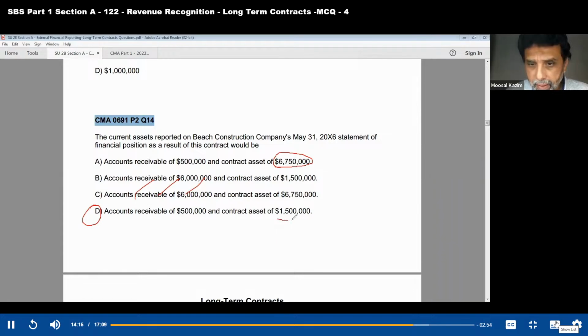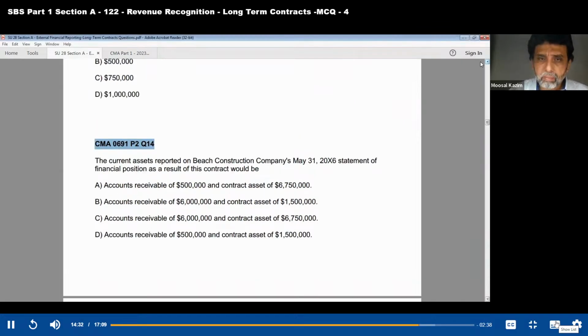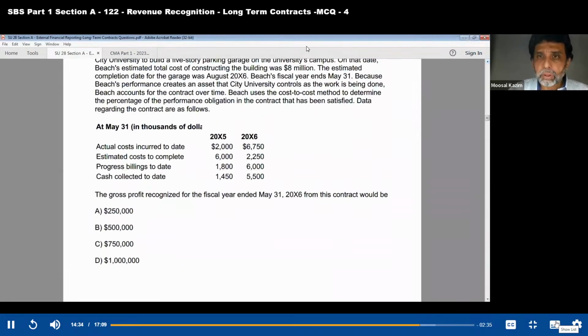But let us arrive at 1,500. This is a way to do it without touching the calculator. You can get your accounts receivable and contract assets by just knowing the concept that it cannot be 6,750. So let us get it properly. The CIP would have the actual cost incurred up to date, you saw my accounting entries in the previous video, plus a profit element.